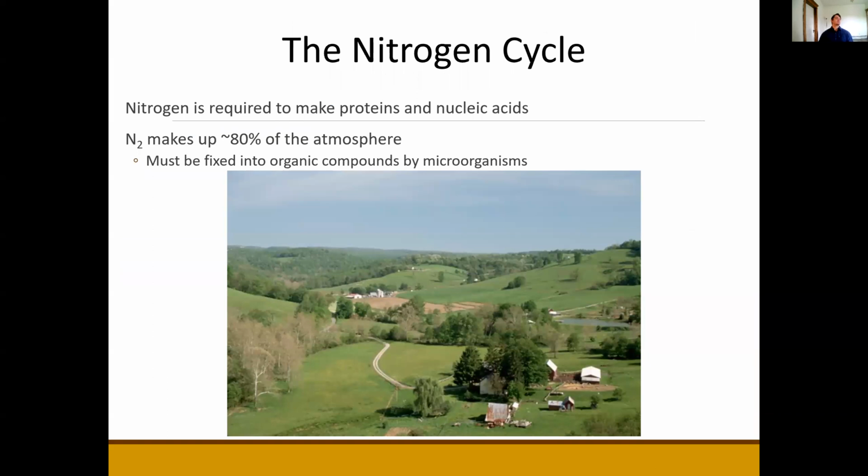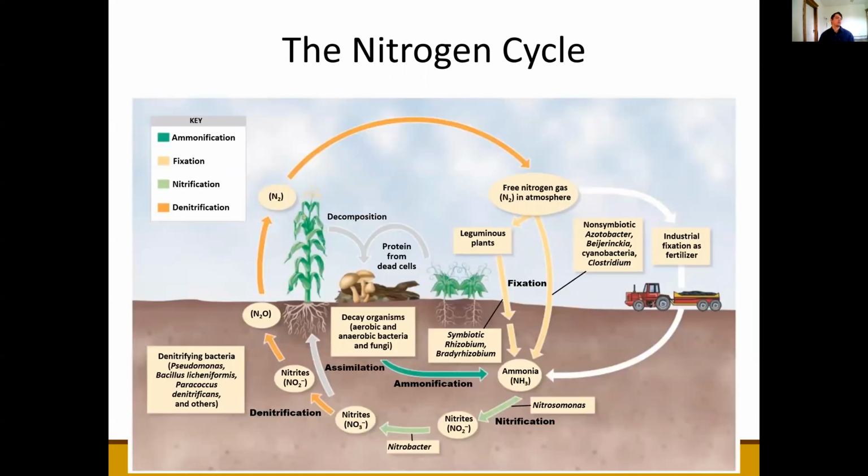Okay, moving on to the nitrogen cycle. Nitrogen, as we're aware, is required to make proteins and nucleic acids, and N2 makes up 80% of the atmosphere. So it must be fixed into organic compounds by microorganisms so that it can be incorporated by animals. For plants to assimilate and use nitrogen, it must first be fixed, that is, taken up and combined with organic compounds. The activities of specific microbes are important for the conversion of nitrogen to usable forms.